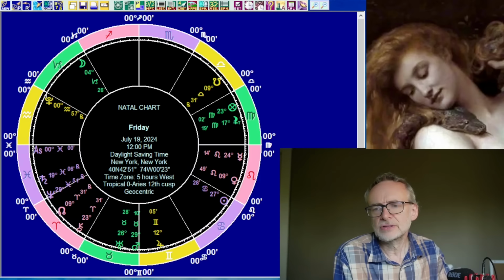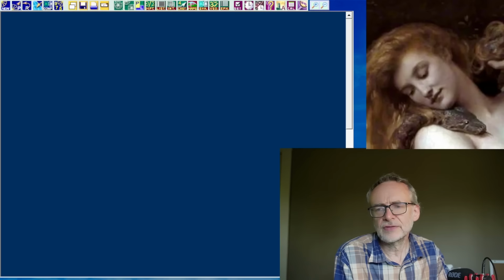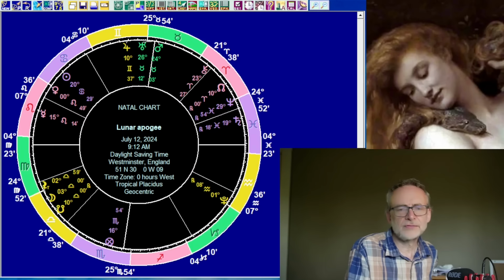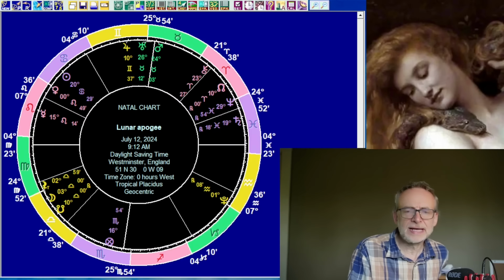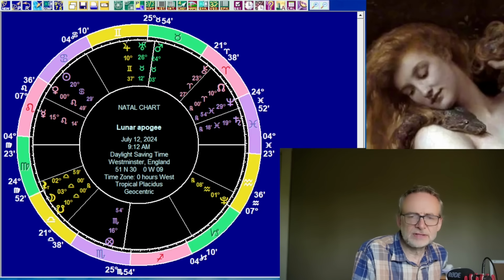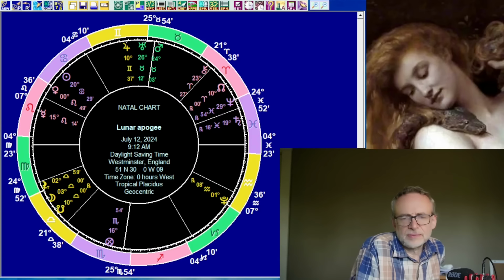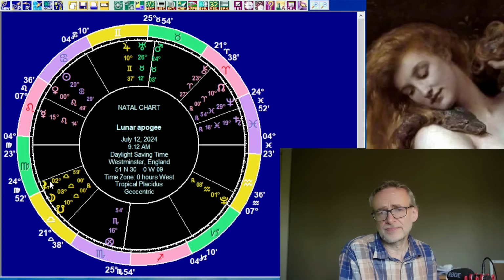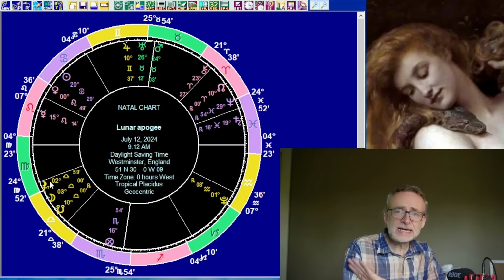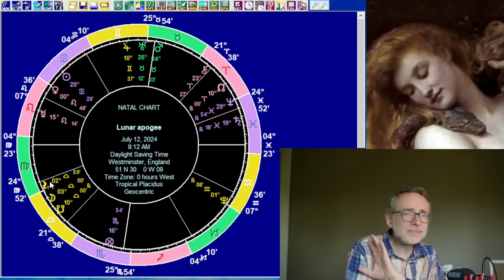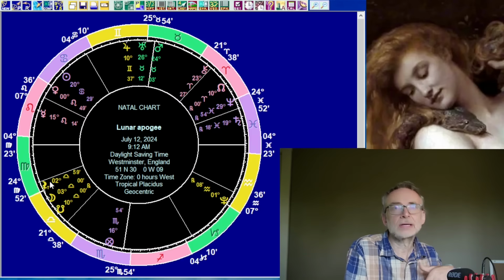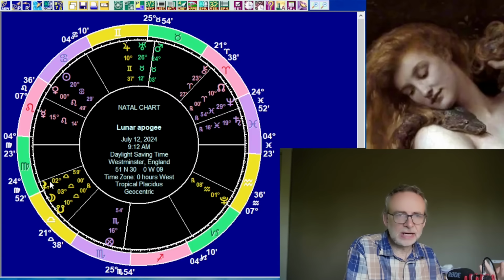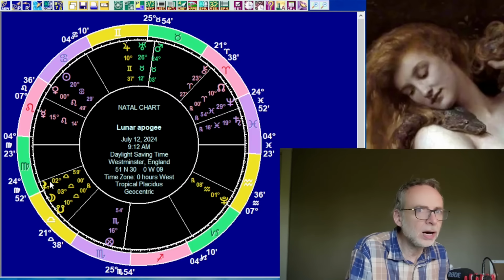So here, for example, here's the lunar apogee for July the 12th, 2024, 9:12 a.m. I set this for London. So by definition, you can see Lilith. This is a true Lilith, and the mean Lilith can be completely different from true Lilith. Okay, not completely different, but it can be in a different sign. It can be a long way apart.